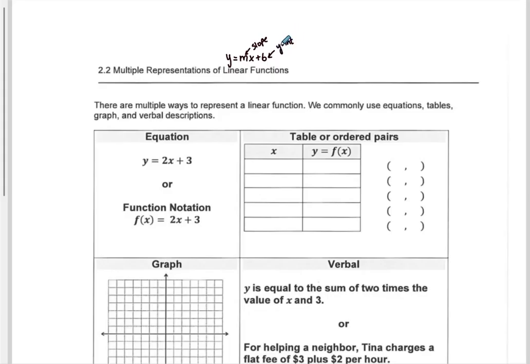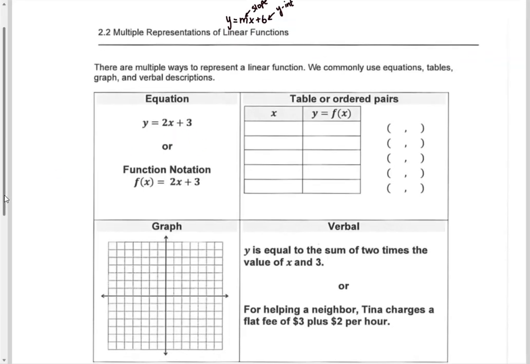We're going to pay close attention to these two numbers, okay? Just remember that the slope is attached to our variable x. So here we're going to look at different ways that we represent linear functions. The first way is an equation. How do you know it's an equation? Well, you see the equal sign, and then you see y equals, and then you have 2x plus 3.